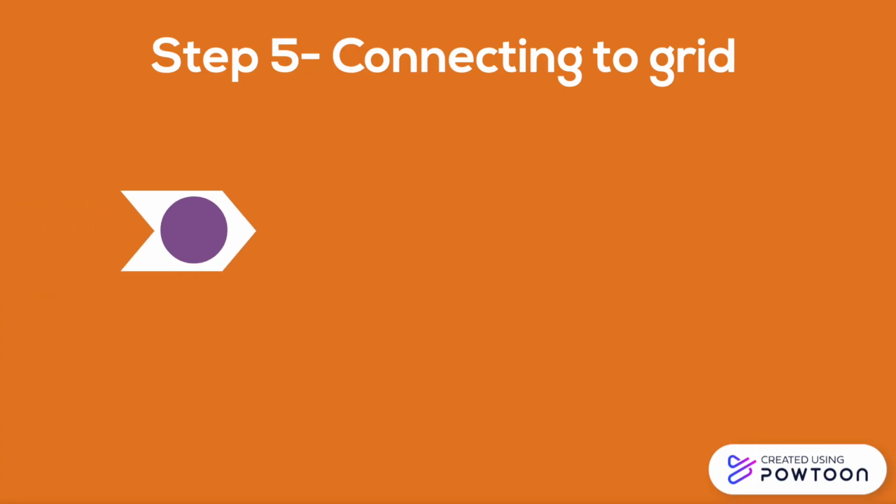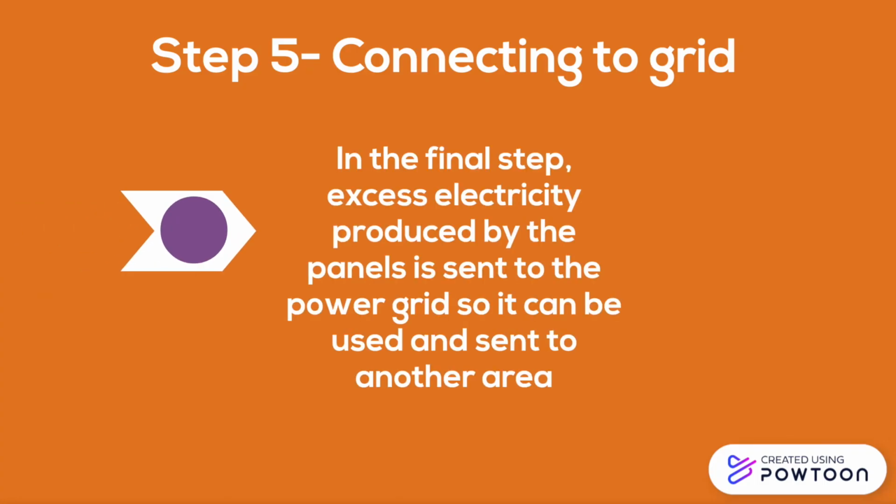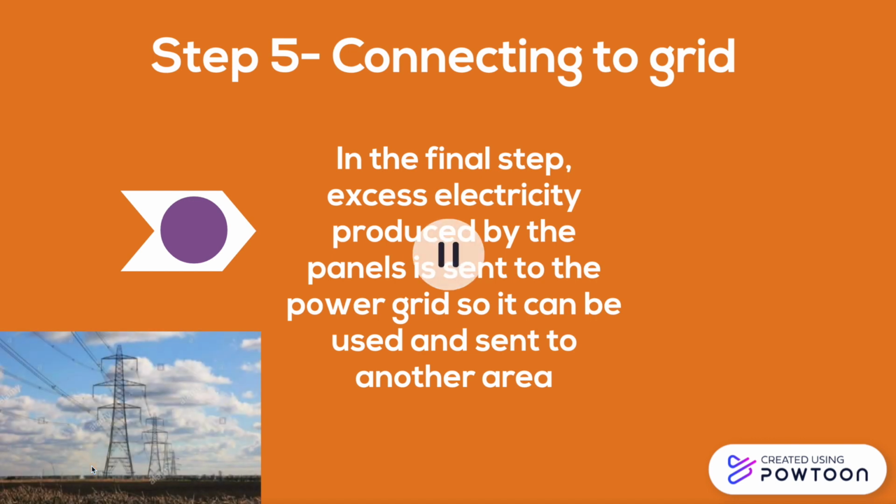Finally is step number 5, connecting to the grid. That's right. In this final step, excess electricity that is produced by the panels is sent back to the power grid so that it can be used and sent to another area. So if there's any electricity or electrical current that is left over and wasn't used in the house, it'll go back to one of these towers, as you can see in the picture on the bottom left, and then go supplying to another area.